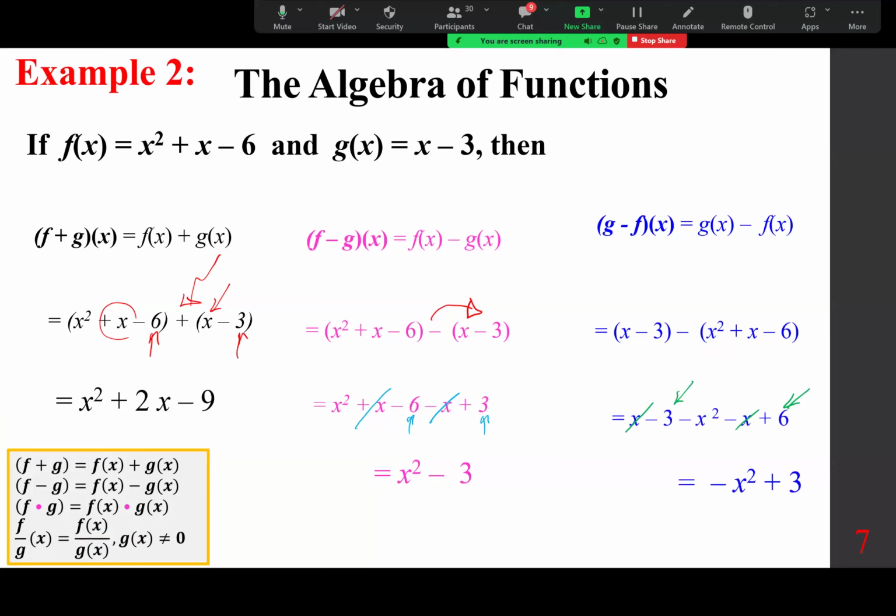The second method, and a faster method, would be, because we already have this, and this is the opposite of that, just write the opposite of that. So negate this and put it here, minus x squared, positive 3. That's all. Because g minus f is the opposite of f minus g, everybody. Algebra of functions.